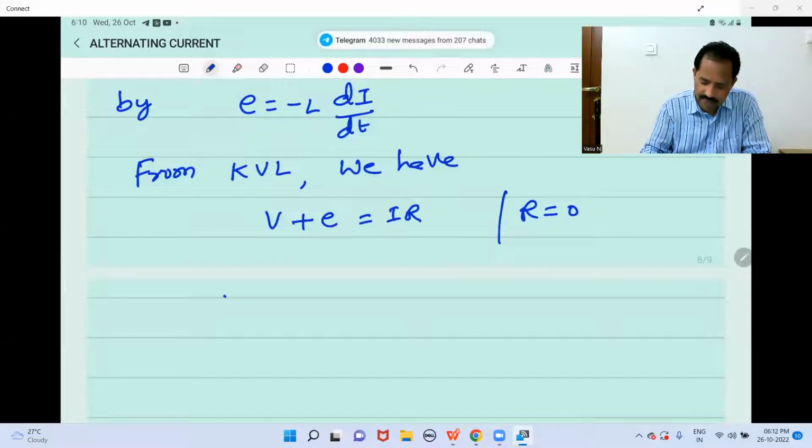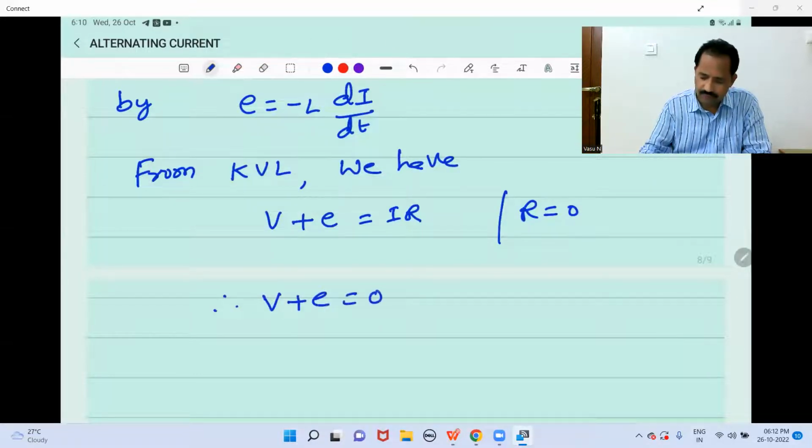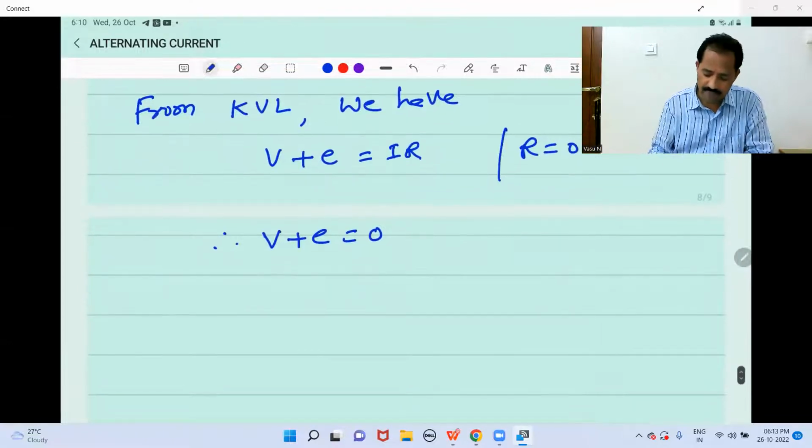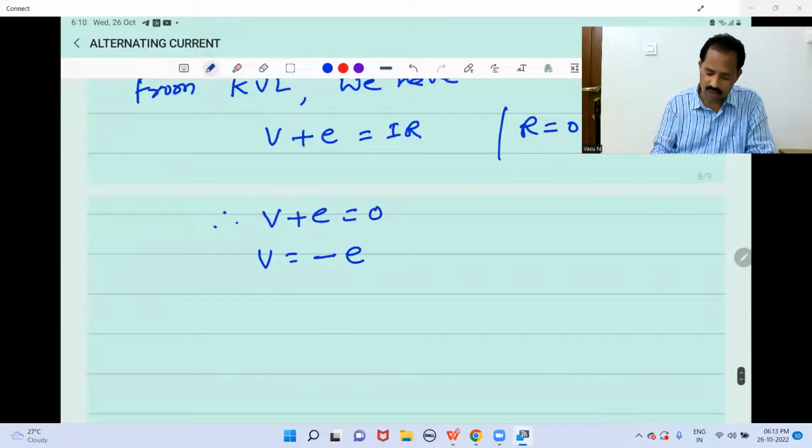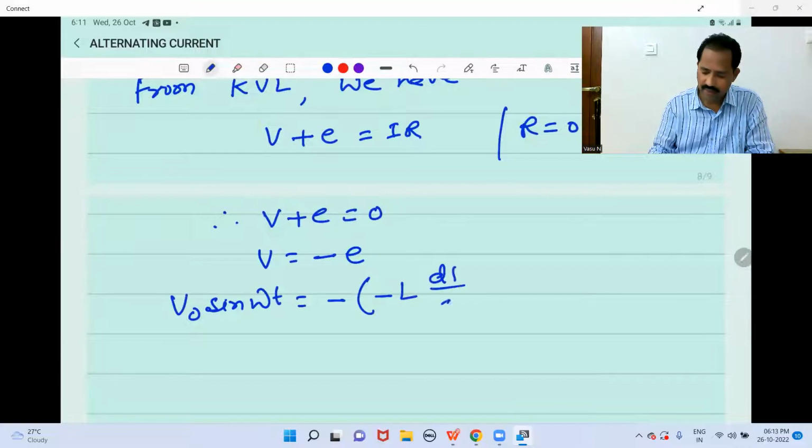Therefore, I can say V plus E is equal to 0. Or I can say, look, I will substitute, V is equal to minus E. Okay children, V is equal to minus E, substitute for E and V. I apply it to V: V naught sin omega t is equal to minus L into di by dt.